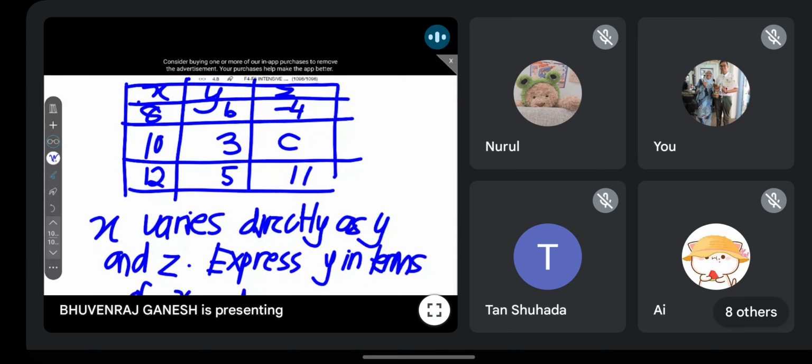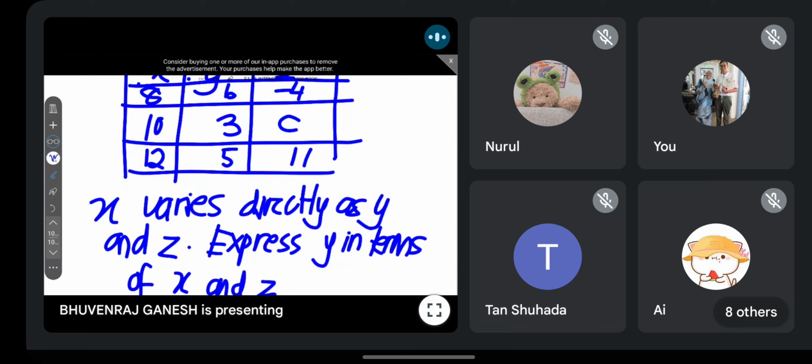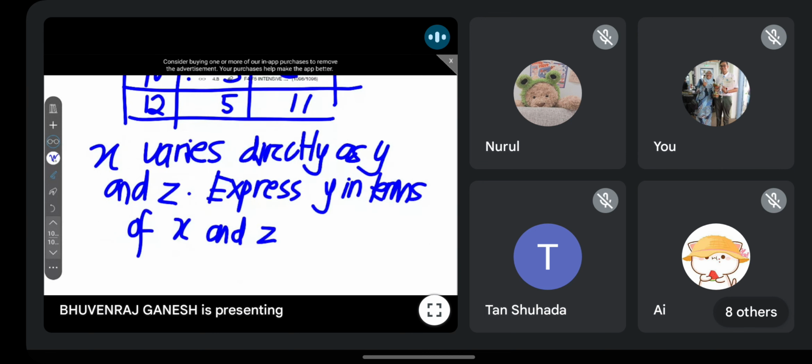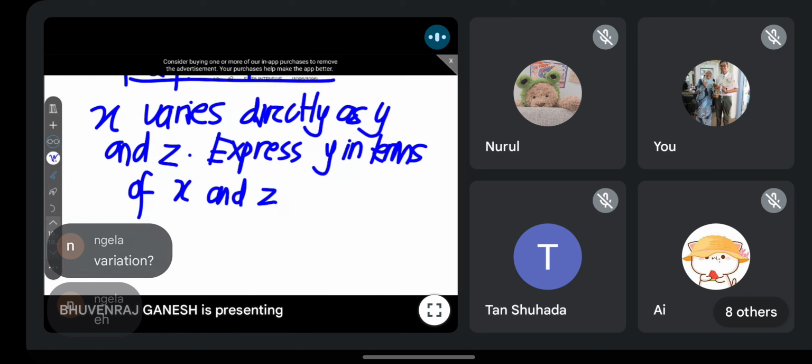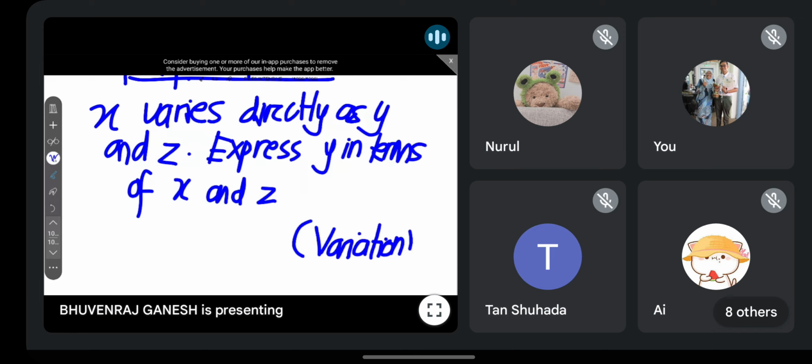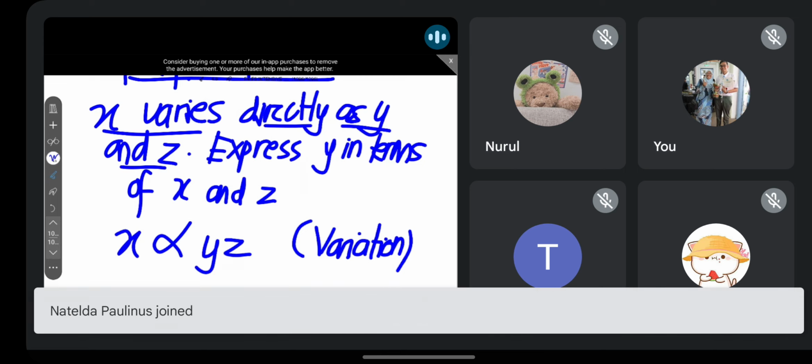Okay guys, first step. What is the first step to do in this question? Can anyone tell me? Langkah pertama, kamu kena buat apa bila nampak soalan macam ni? Yes, write out the variation equation. Tulis bentuk ubahan. Betul. Correct. Okay. X berubah secara langsung dengan Y dan Z. So kamu akan tulis macam ni. X varies directly as Y and Z.